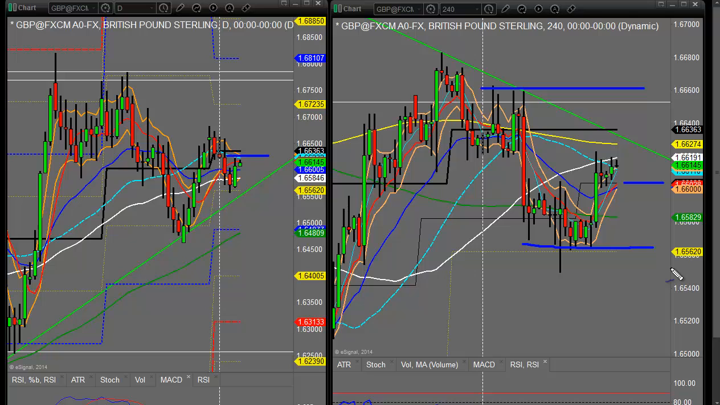Okay, that's it. There is a bit of news at 9:30 actually, manufacturing production figures coming out for the UK, which could give us a decent-sized move, 20-30 pips, at about 9:30. So we'll be watching out for that.